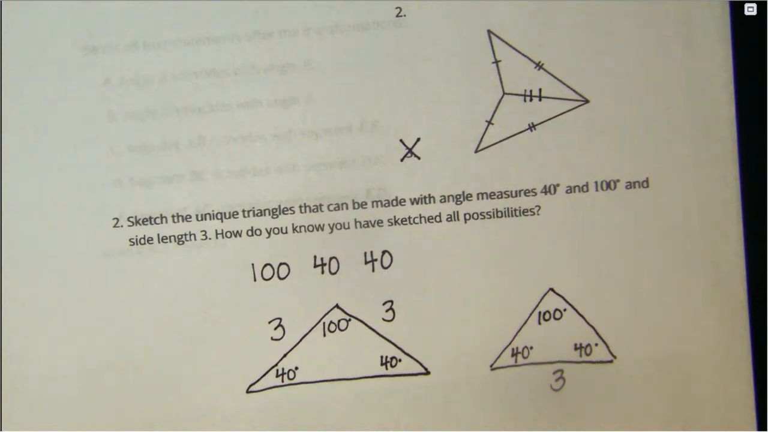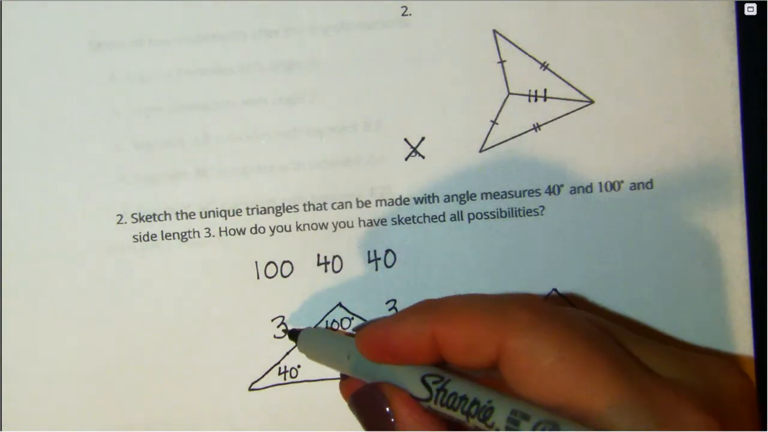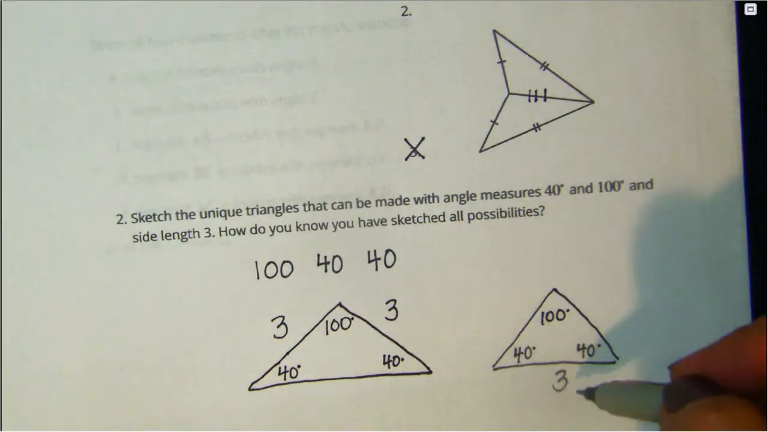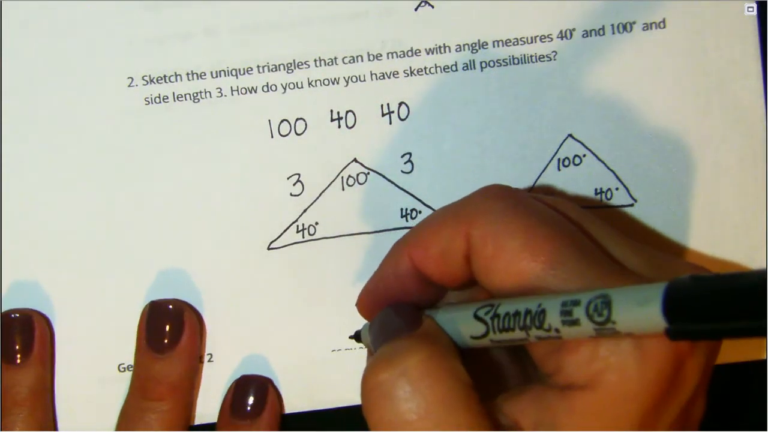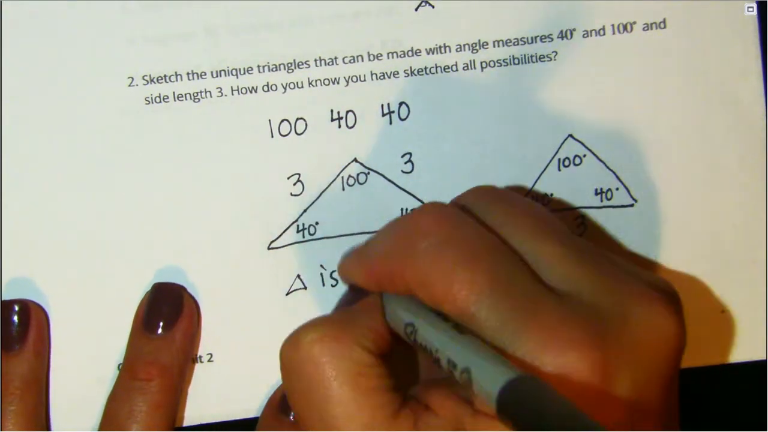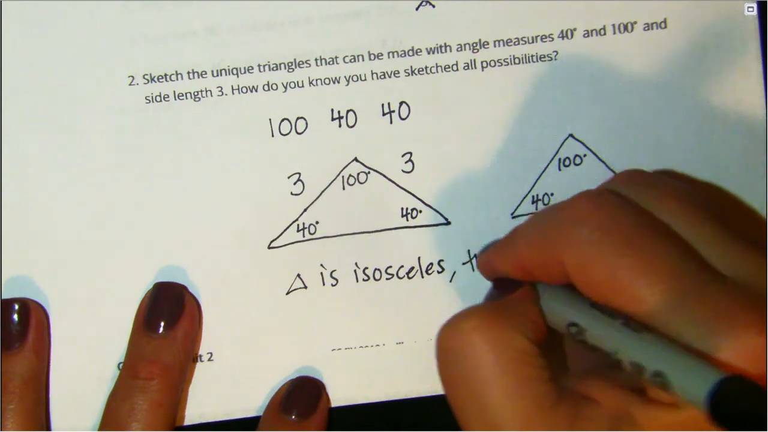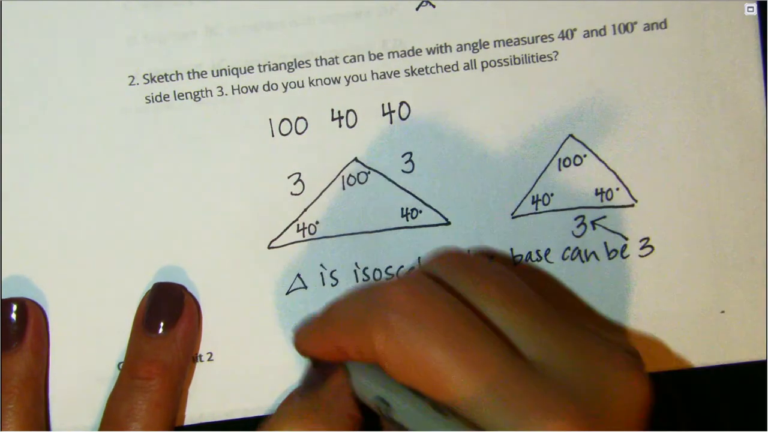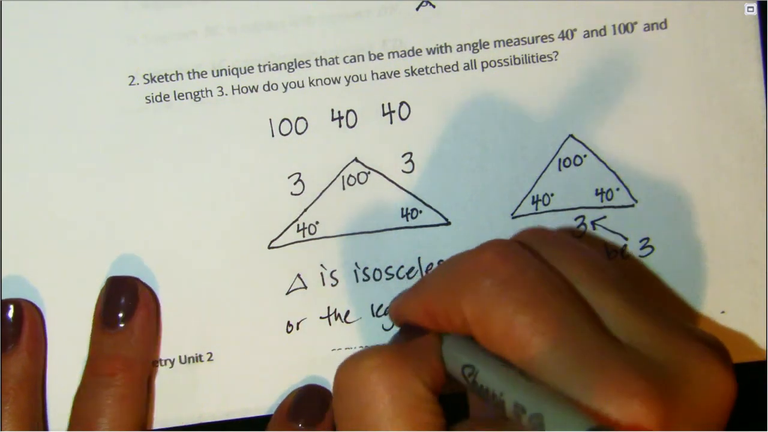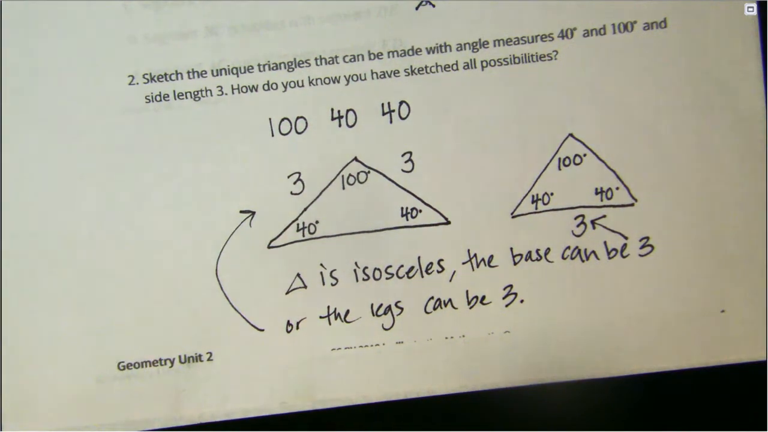How do you know you've sketched all possibilities? Well, because it's an isosceles, it's either got to be these 2 sides are 3 or this base is 3. I guess I should probably write that in words. The triangle is isosceles. The base can be 3, like this drawing, or the legs can be 3. There's no other possibilities for the angles.